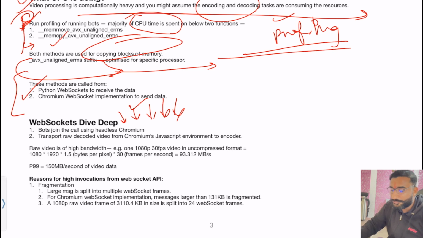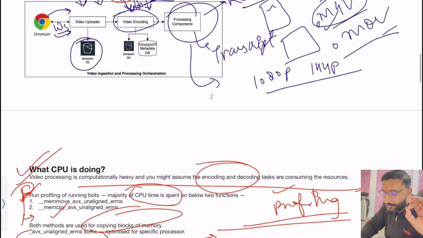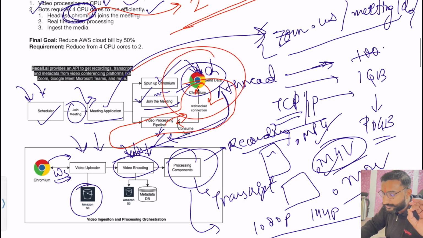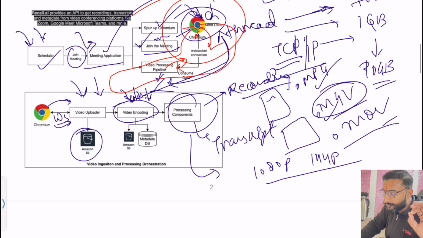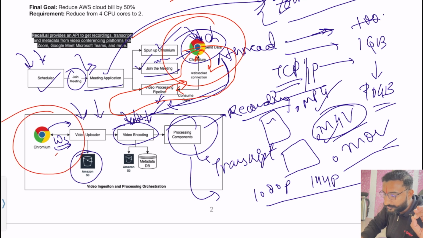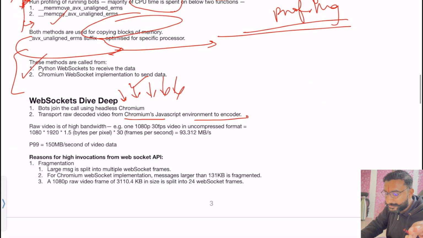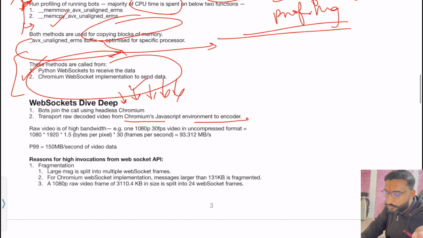WebSockets, a deep dive. If I quickly summarize what these bots are doing: bots join the call using headless Chromium. Then you transport raw decoded video from Chromium's JavaScript environment to the encoder. So raw video is transferred to the video encoding component. These are the two methods in which these are called.